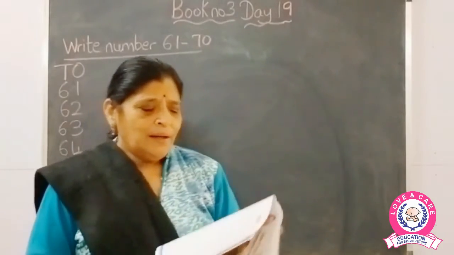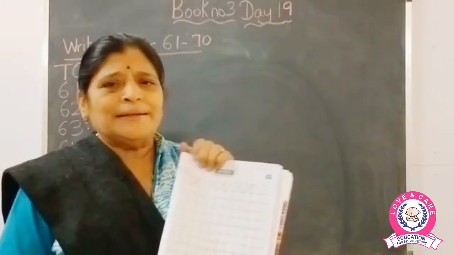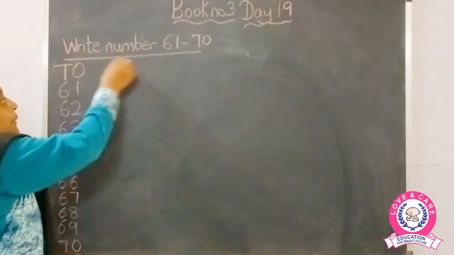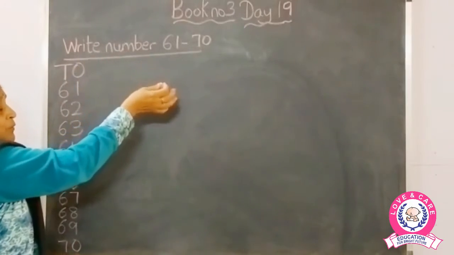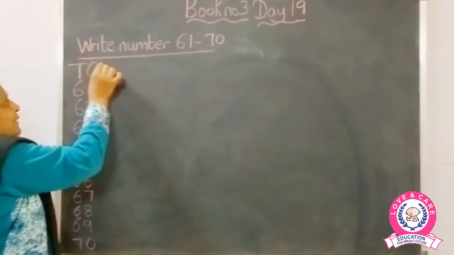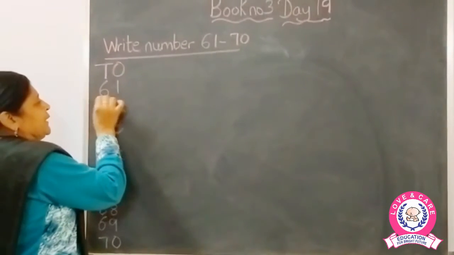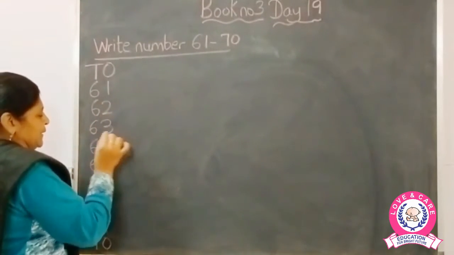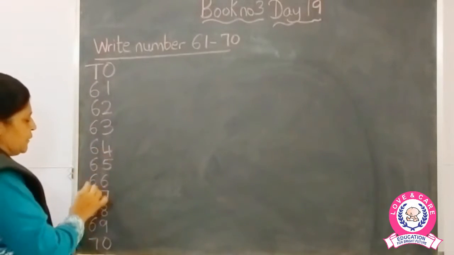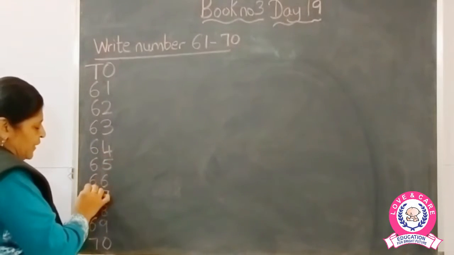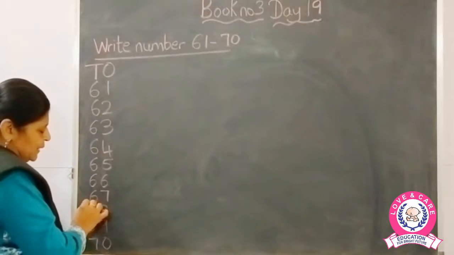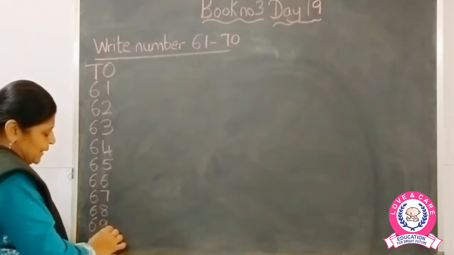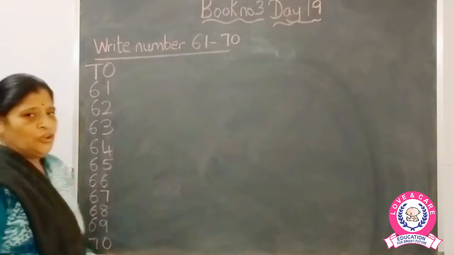Okay, children, see here, write numbers 61 to 70. Here I have written it on the blackboard. T means 10, O means 1. 6, 1, 61. 6, 2, 62. 6, 3, 63. 6, 4, 64. 6, 5, 65. 6, 6, 66. 6, 7, 67. 6, 8, 68. 6, 9, 69. 7, 0, 70.